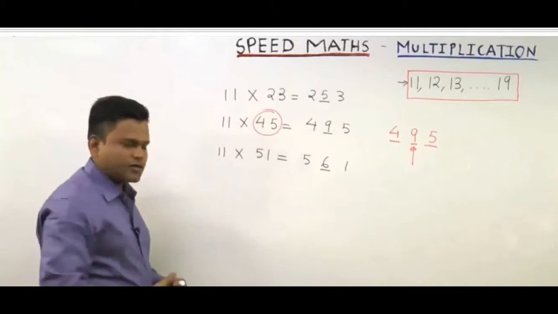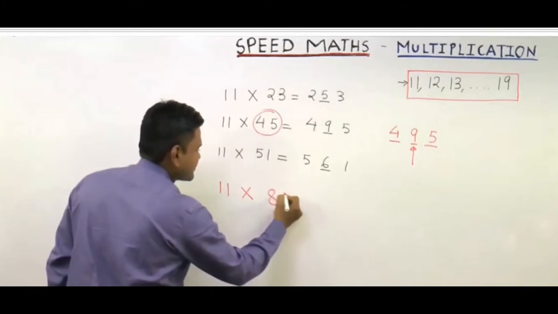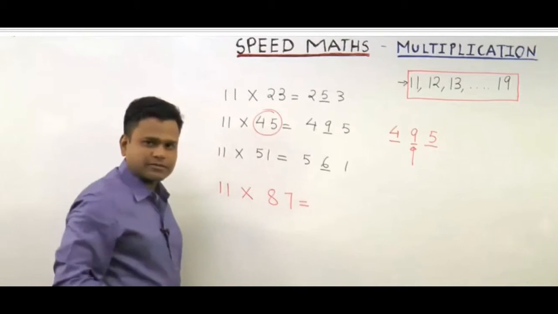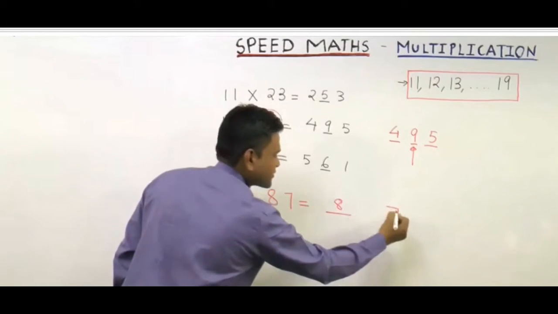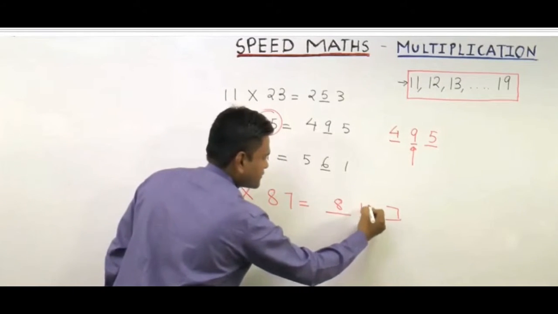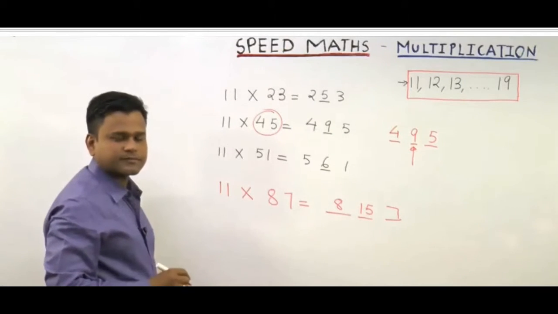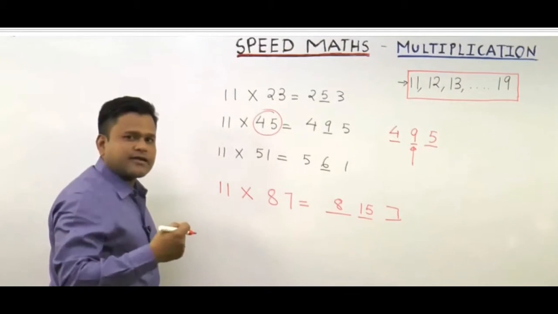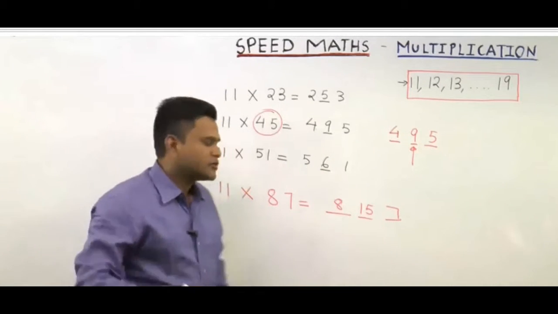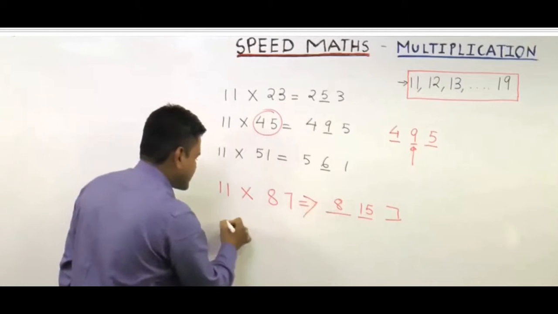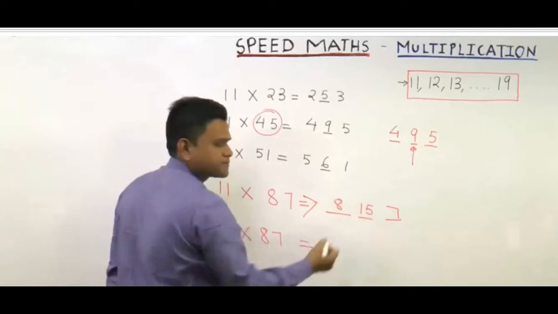Say we are dealing with a number of this form, 11 into 87. Now what happens? So do we say that my answer is, okay, I'll keep 8 here, I'll keep 7 here, and this is 15. It's wrong. This cannot be the answer. All we can say here, this is an intermediate step to arrive at the final answer. Nothing wrong with what we have kept here.